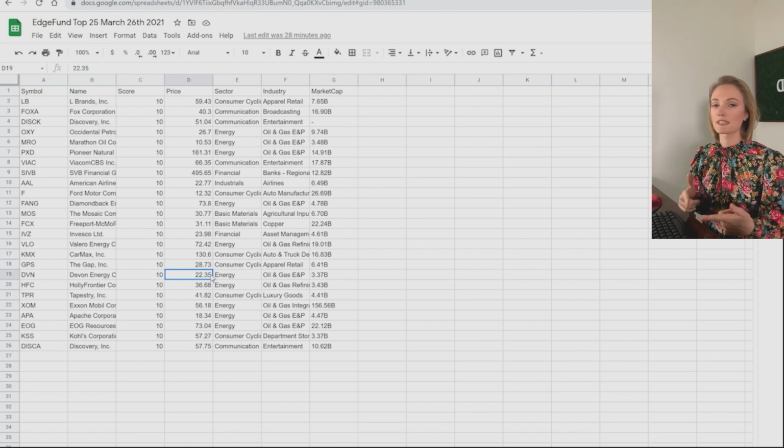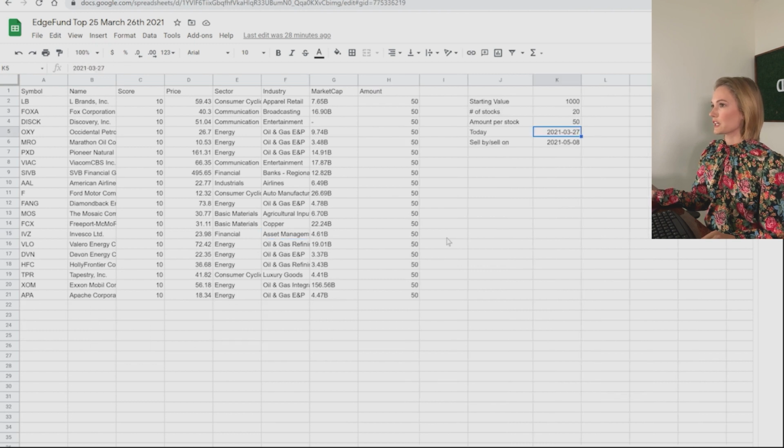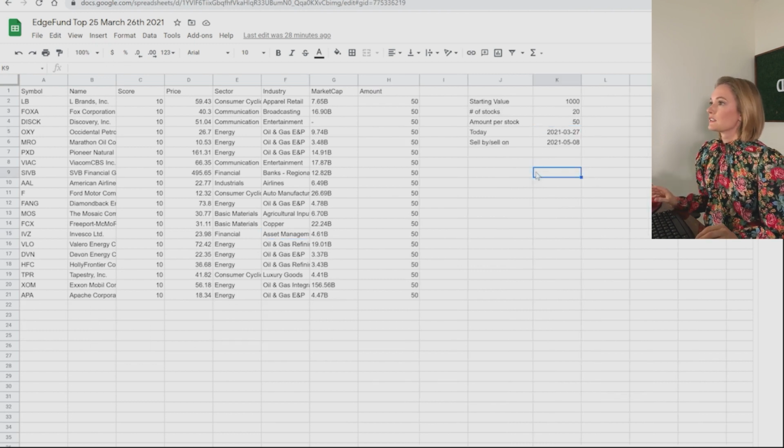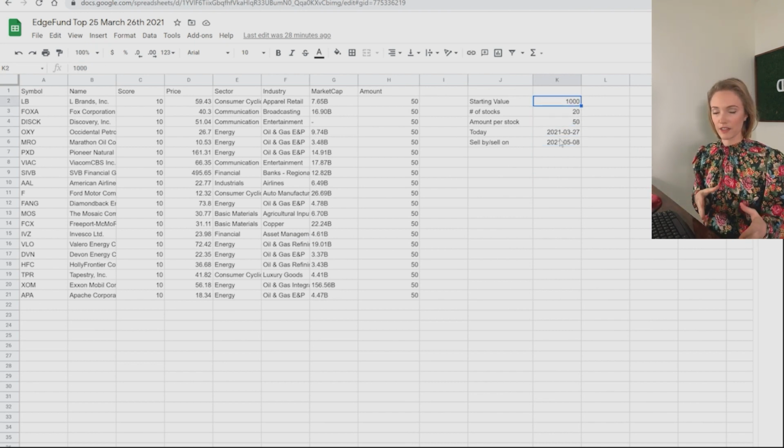I'm putting a link to that spreadsheet with those calculations in the description. But let's look at how to do this as a fractional share strategy. On this sheet, I've added my starting value for my portfolio, which is going to be $1,000. I'm investing a total of $1,000 into these 20 different stocks.